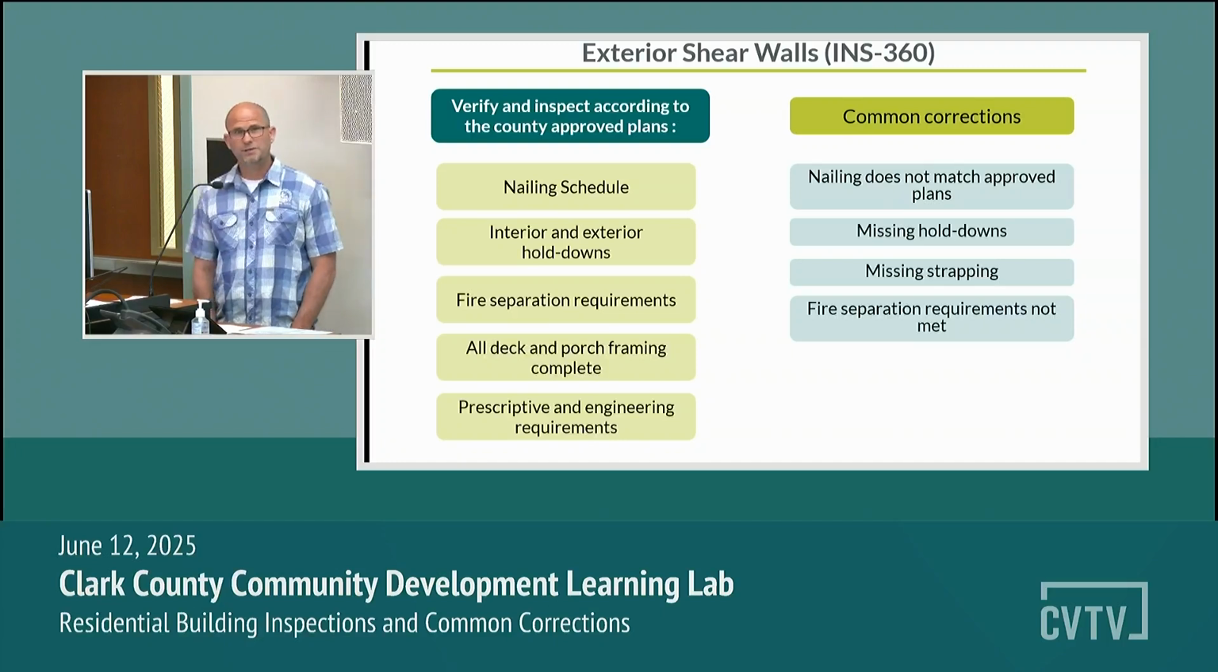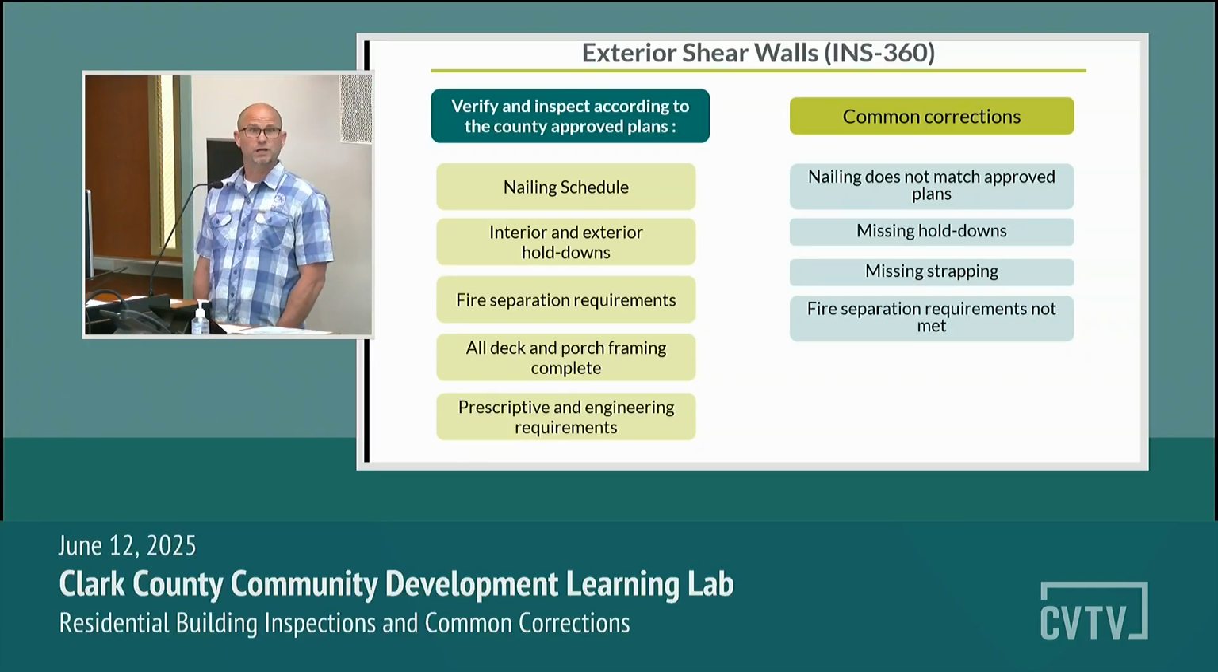So there's going to be a schedule that your engineer most likely is going to put on the plans, and he's going to call out different types of walls. There's going to be an A, a B, a C wall, or 1, 2, 3, depending on how they like to label them. And then in that schedule, it's going to tell us exactly what he or she wants for nailing, for attachments, for hold downs, or anything that they want on that wall.